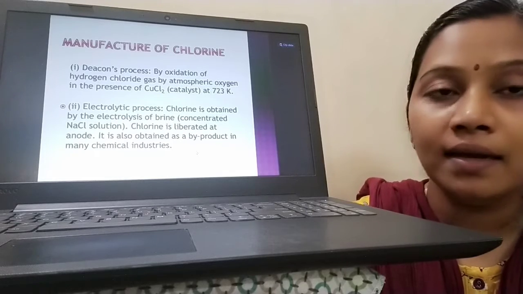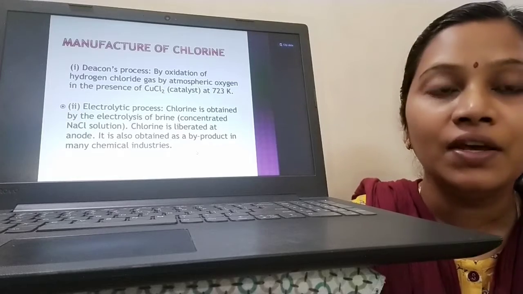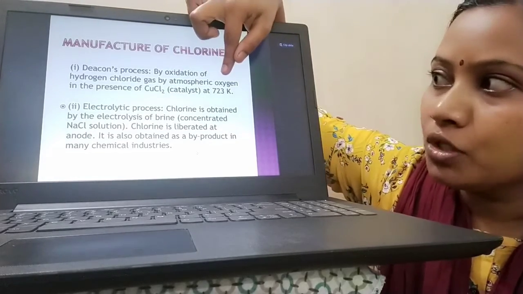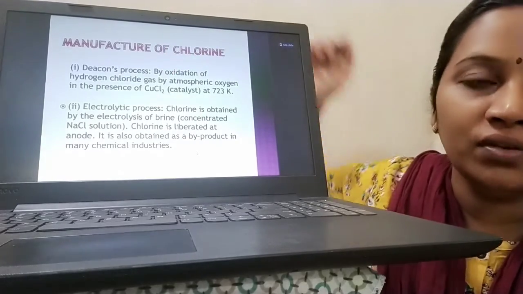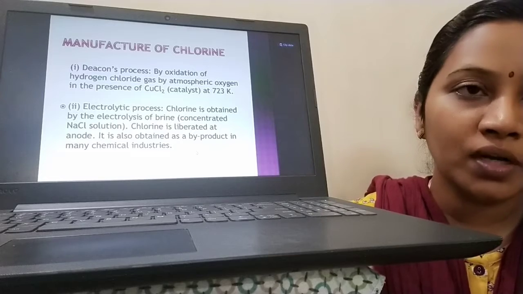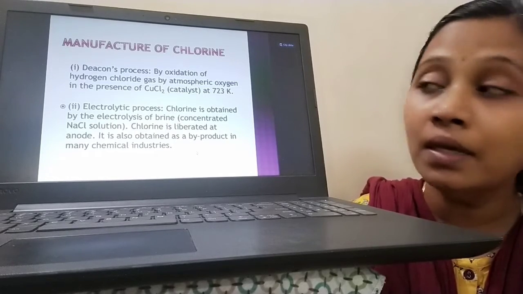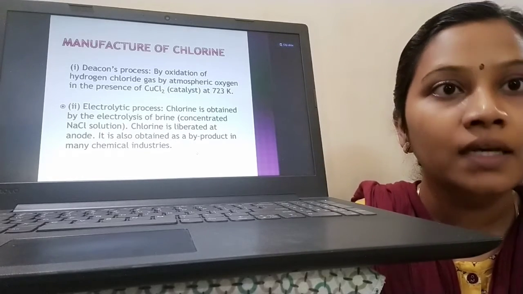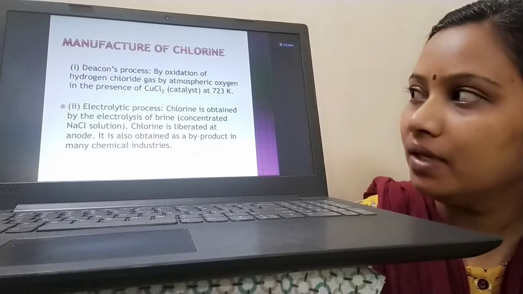Now this is about the large scale manufacturing of chlorine. The first one is Deacon's process, where hydrogen chloride gas is oxidized by atmospheric oxygen in the presence of copper chloride as a catalyst at 723 Kelvin. So in the industrial production of chlorine, the first step is Deacon's process. Here you are oxidizing HCl gas with atmospheric oxygen. You need a catalyst, copper chloride, at the particular temperature, that is 723 Kelvin.